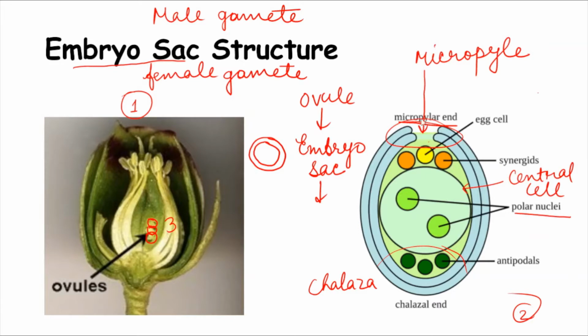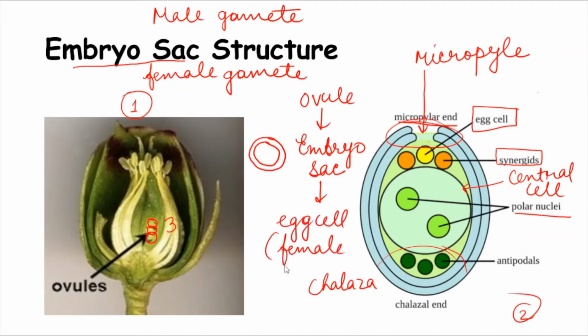Next, let us come to the micropylar end. Here you can see two cells indicated by orange color, located towards the sides. What are they known as, children? They are known as the synergids. And in between the 2 synergids there is another cell called the egg cell. Now this egg cell is actually the female gamete.